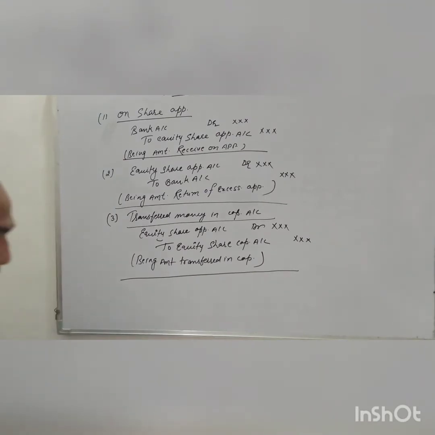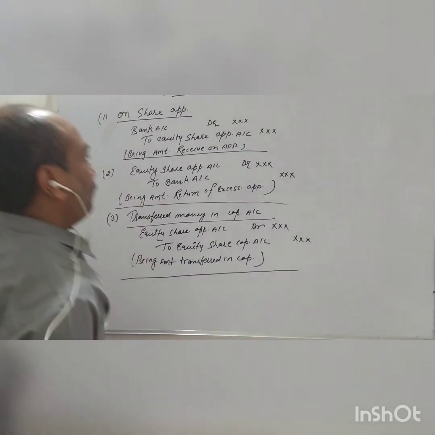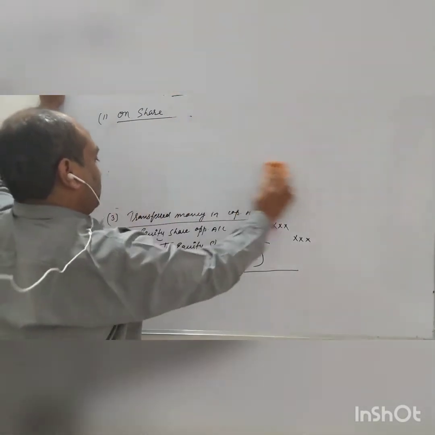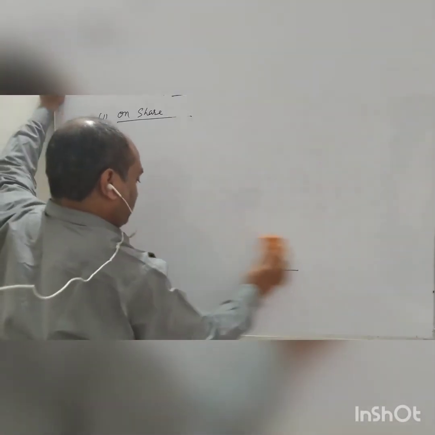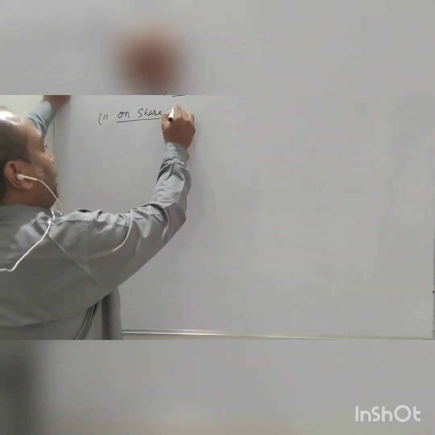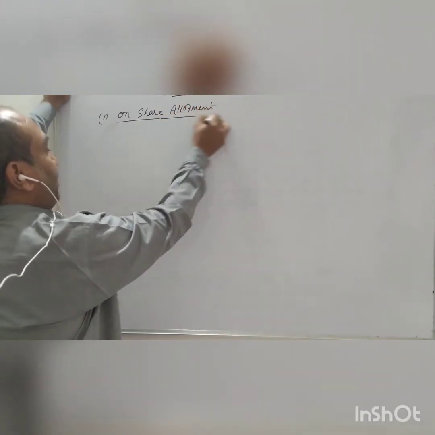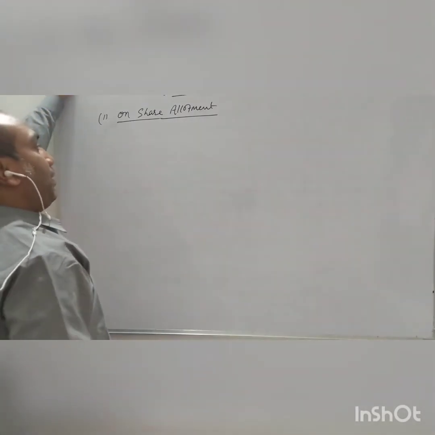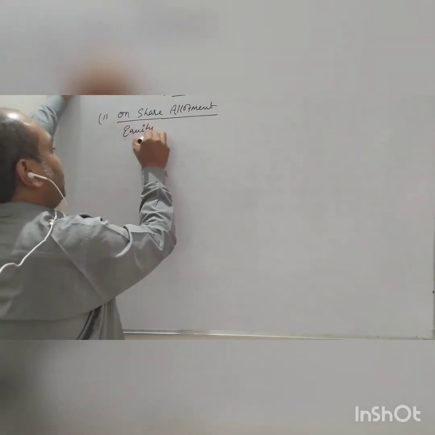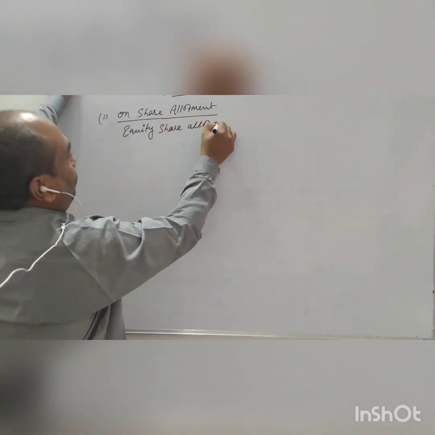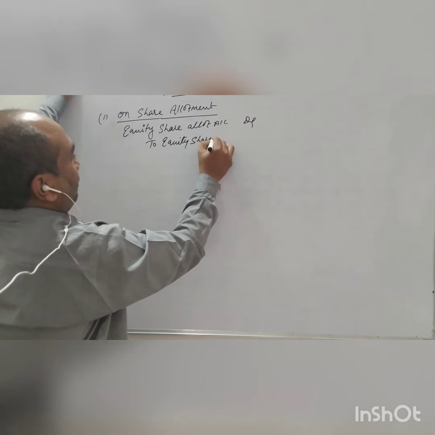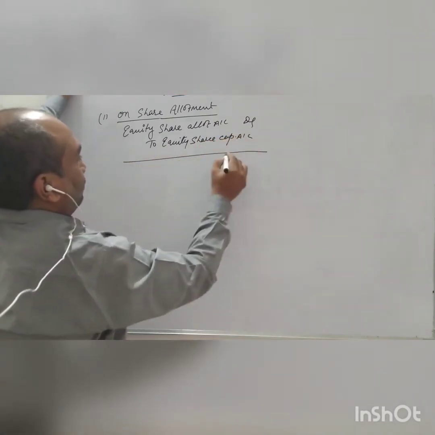Okay. Now the company makes the call. Call means allotment money. So here I am going to write the first entry on share allotment. Here the due entry will be passed first. So we will write equity share allotment account debit to equity share capital account.